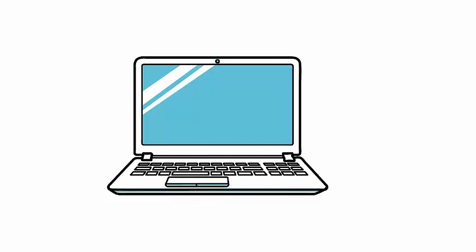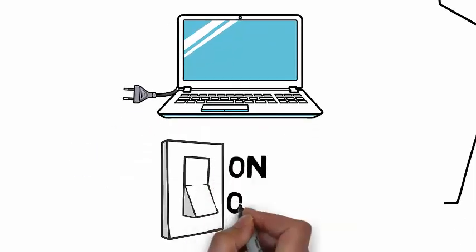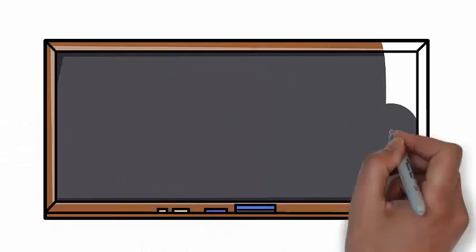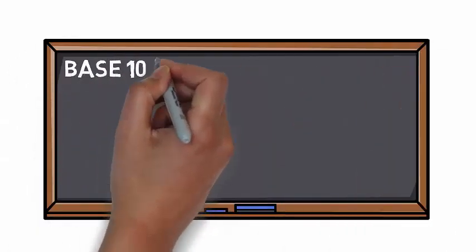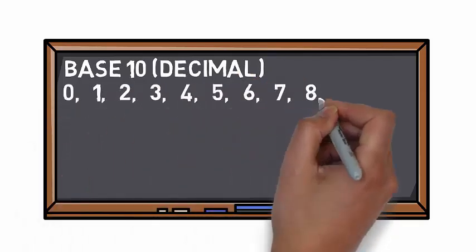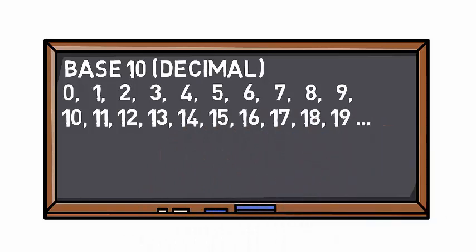Computers run using electricity, and electricity can either be turned on or off. We call these two states that computers can read. Our number system uses a base 10 number system, and we count from 0 to 9, 10 digits, before moving to the next place value.